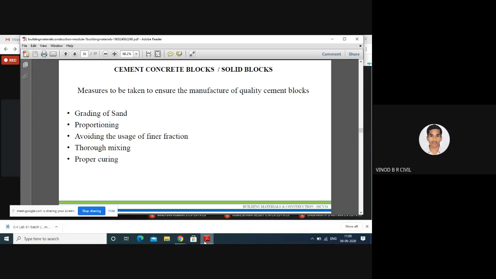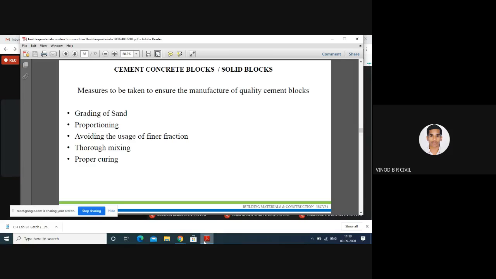Through mixing, I already mentioned that the mixing proportion also plays one of the major roles in manufacturing of cement concrete blocks. If it is improper mixing, then we can't expect good strength. For example, if we add cement as well as fine aggregate and there is improper mixing, then we can't expect any strength. Some part is completely cement, some part is completely fine aggregate. It should be homogeneous, otherwise we can't expect good strength.